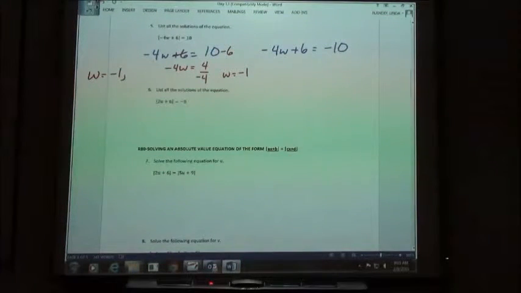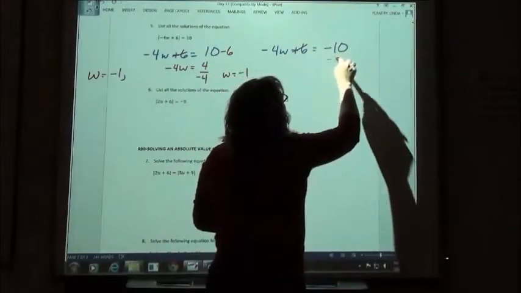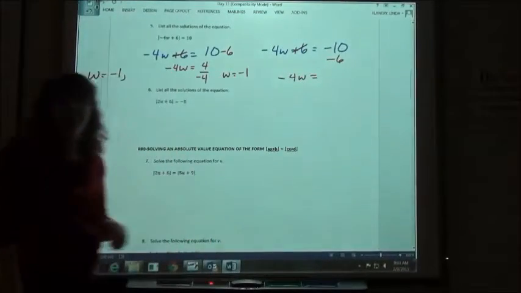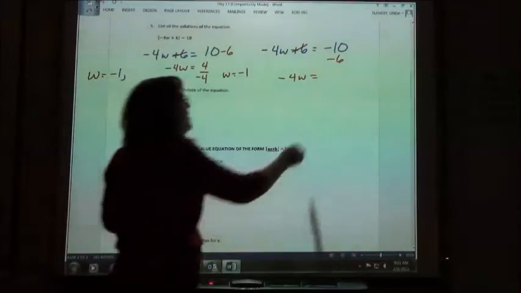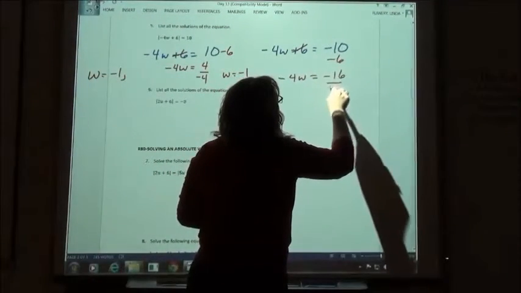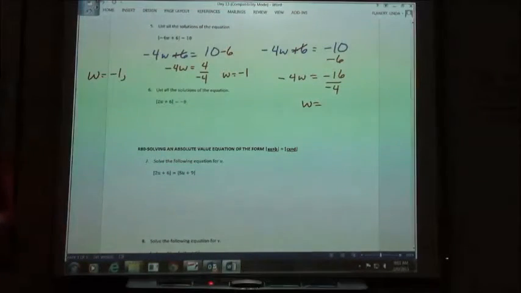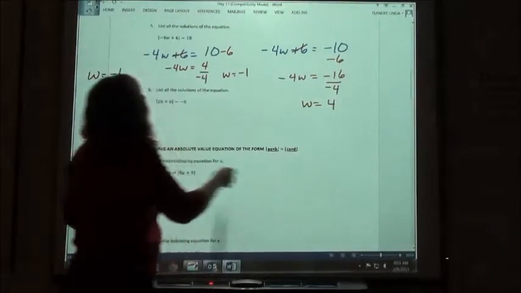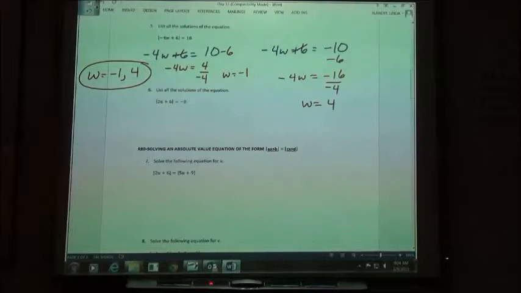On the other one, I'm basically doing the same steps, just that I have a negative 10 over there. So I'm going to again start by subtracting my 6. Negative 4w would equal negative 16. And then I'm going to divide by that negative 4, so w equals 4. So negative 1 and positive 4 are my two solutions to that equation.